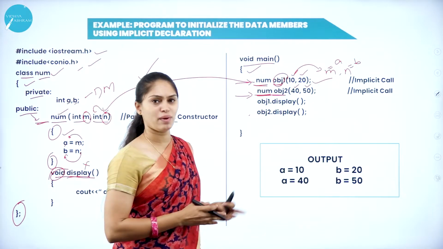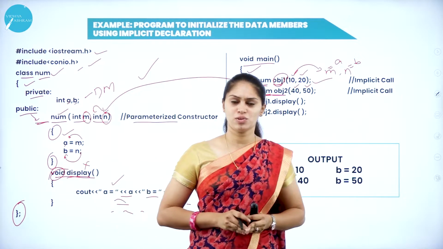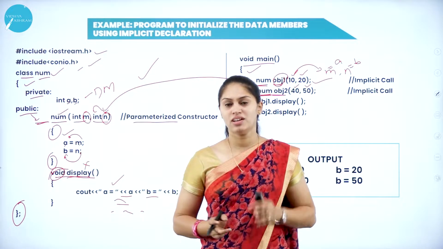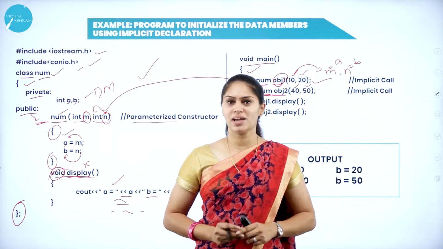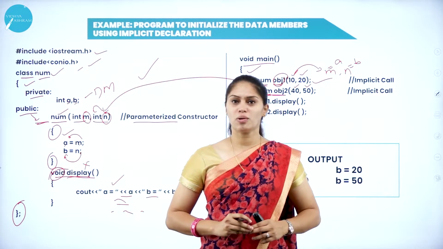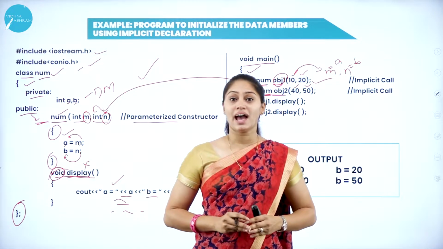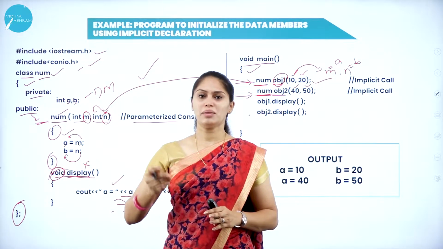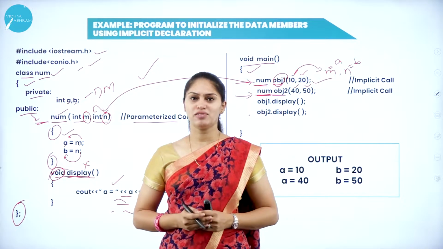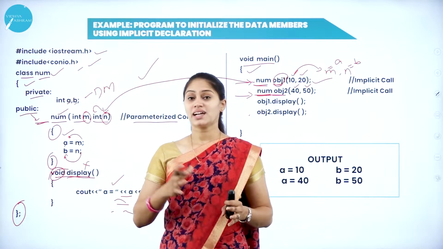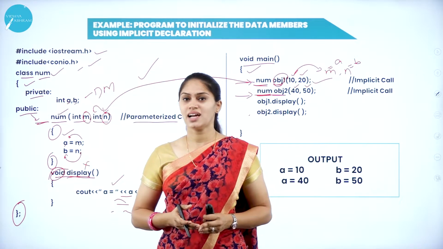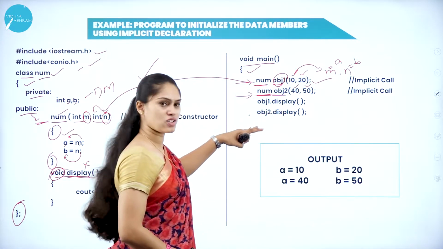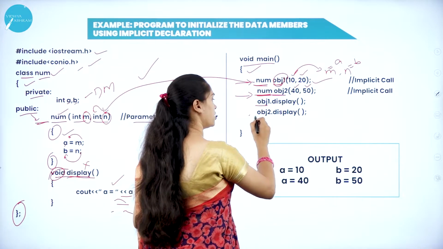Then how can I display the content of object 1 and object 2? What is the method that I need to follow in order to access the member function? First I need to specify the object name. Then I must have the dot operator, that is the direct member access operator. Okay, so with the help of that I can call a member function. So where the content of A and B resides, that comes under the display function. So I am going to call this display function for object 1 and for object 2.